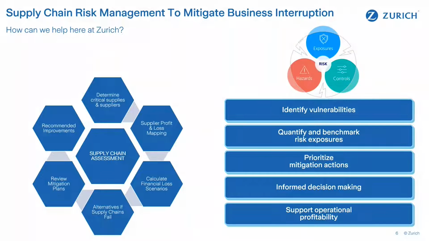So typically, from a Zurich perspective, if we were to work with a client or an organization, this is the approach that we would take, very much a risk-based approach. We will start with a supply chain assessment, where we look at all sorts of different facets of your supply chains, from identifying critical suppliers, identifying your vulnerabilities, doing all forms of loss scenario mapping, so you can understand where your vulnerabilities and your pinch points are as a business. Quantify that risk exposure, and then develop your mitigation plans.